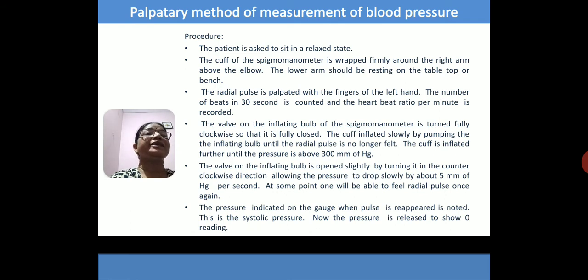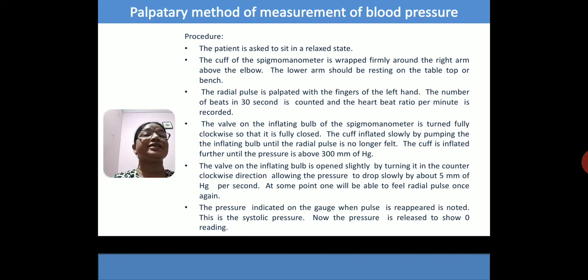The valve on the inflating bulb of the sphygmomanometer is turned fully clockwise so that it is fully closed. The cuff is inflated slowly by pumping the inflating bulb until the radial pulse is no longer felt. The cuff is inflated further until the pressure is above 300 mm of Hg. Now the valve on the inflating bulb is opened slightly by turning it in the counterclockwise direction, allowing the pressure to drop slowly by about 5 mm of Hg per second. At some point, one will be able to feel the radial pulse once again.